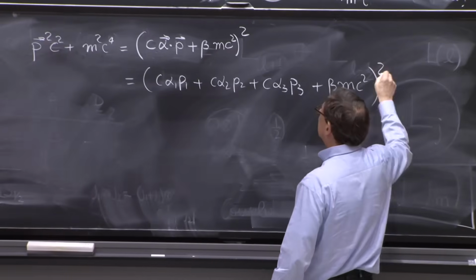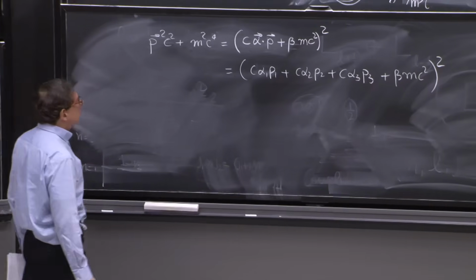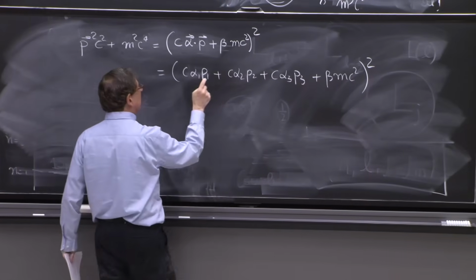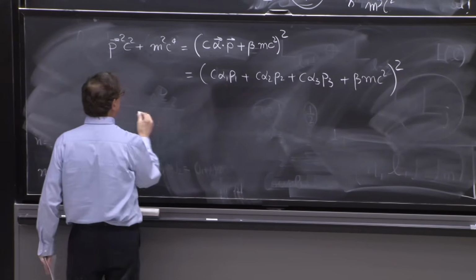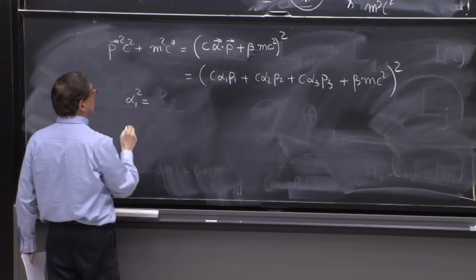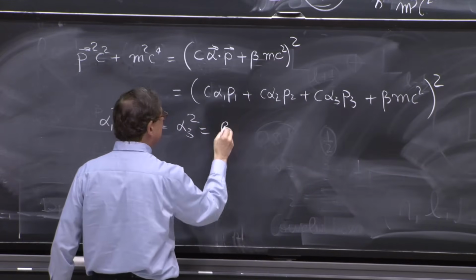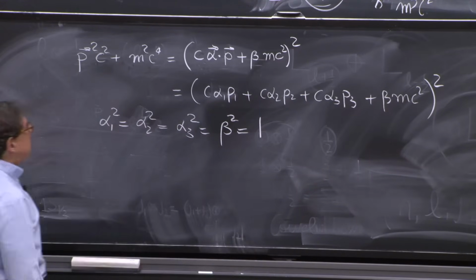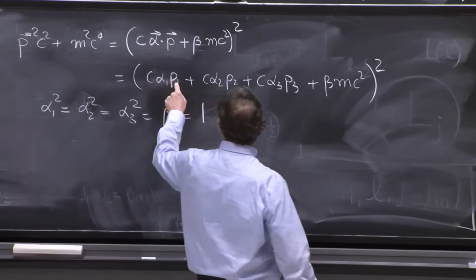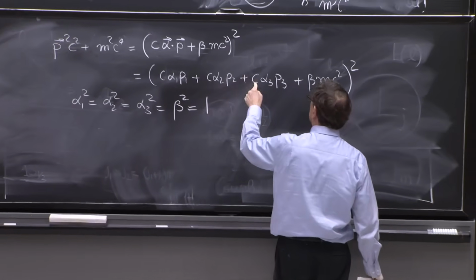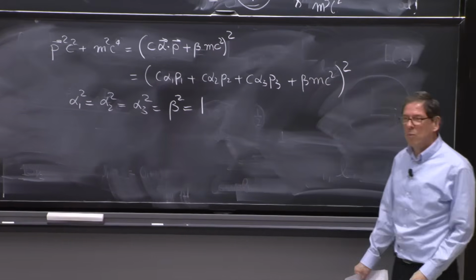So let's list all the things that should happen for this to work out. Well, the square includes the square of this, the square of this, the square of this, and the square of this, and those are what we want. So we should have that alpha 1 squared is equal to alpha 2 squared is equal to alpha 3 squared is equal to beta squared is equal to 1. If that happens, this term will give you c squared p1 squared, c squared p2 squared, c squared p3 squared, and m squared c to the fourth, and I get everything to work.